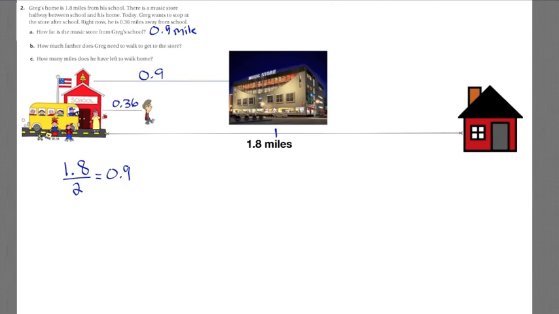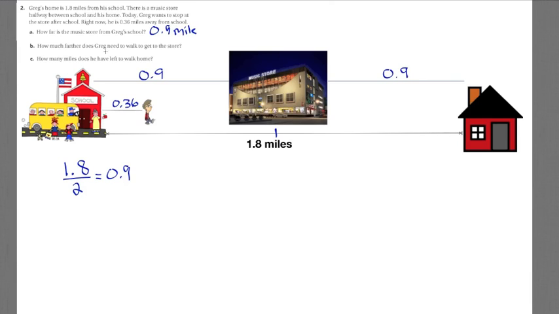And just for good measure, if that's the case, then we know from the music store to his house also represents 9/10 of a mile. And together, we have 1.8 miles. Okay. Moving on to number 2.